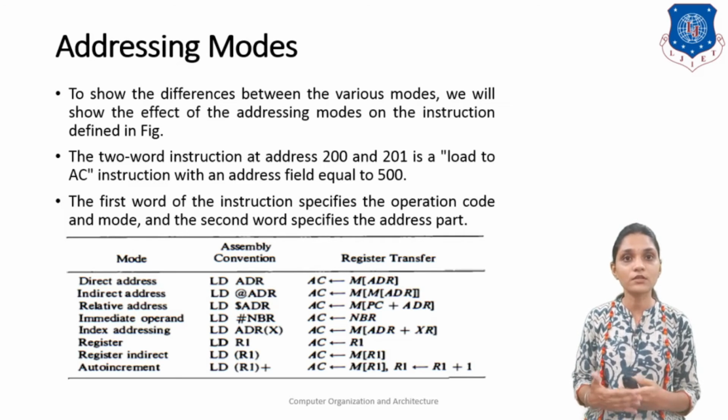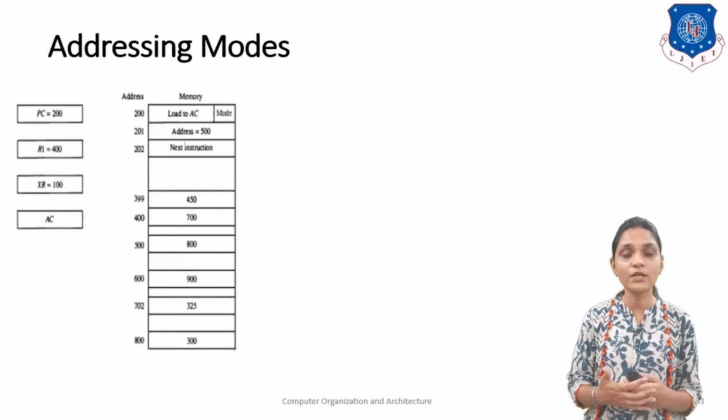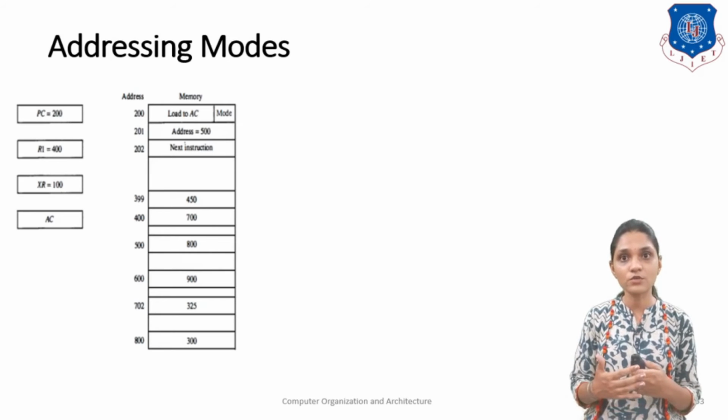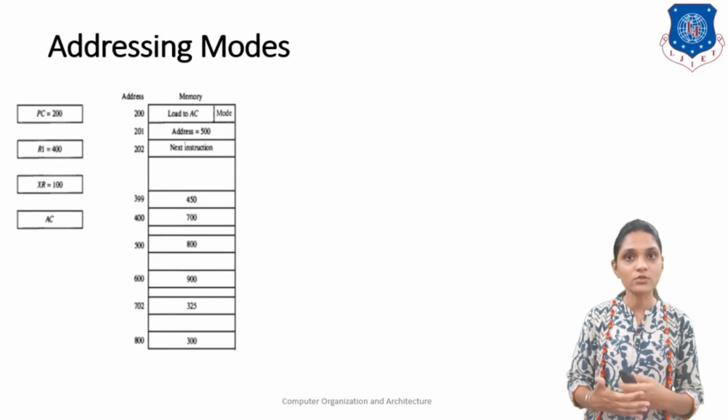Let me show what will happen to your operand with the content of memory locations. Here the memory locations are given in terms of 200, 201, 202, 300, 400 and so on. In each box, the actual content of that memory location is also stored. Here the content of the program counter is 200, that means your instruction is stored at location 200. Then R1's content is 400, the XR register's content is 100, and we also have the accumulator.